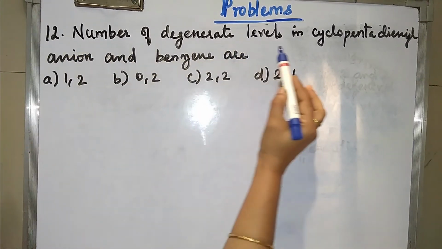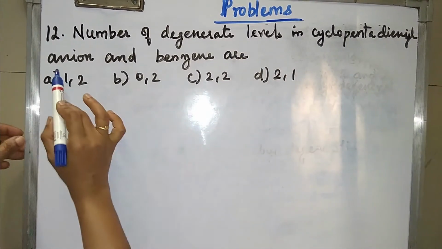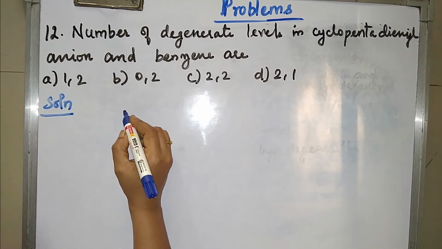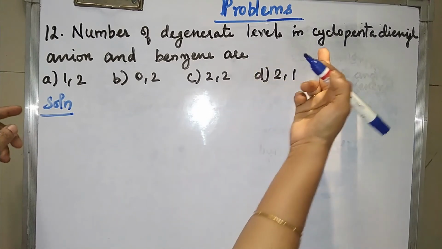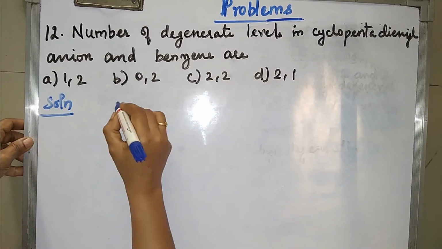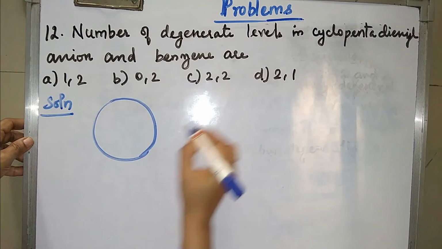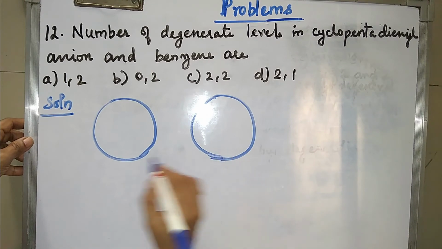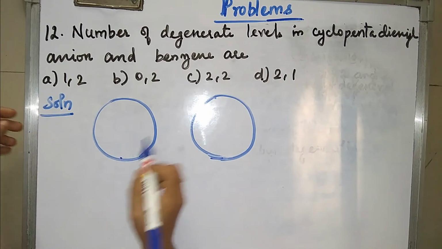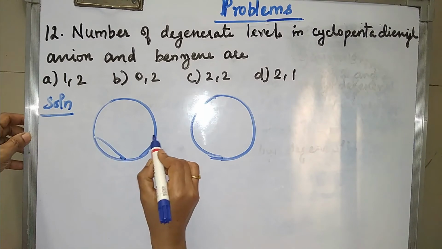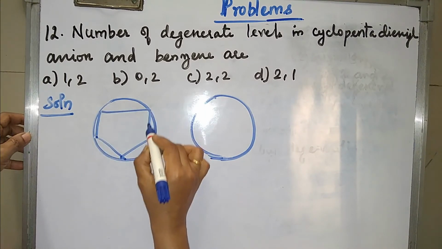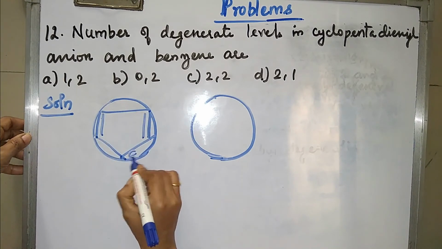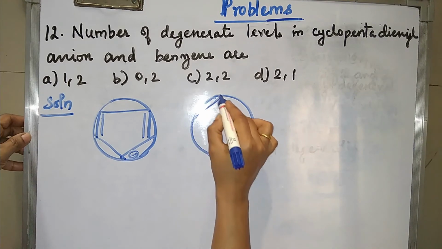12th question. Number of degenerate levels in cyclopentadienyl anion and benzene are. So for cyclopentadienyl, I already said how to check the levels. Both are cyclic compounds. Put a round for two things, and one of the corners should touch the ring. So this is the cyclopentadienyl compound, this is the cyclopentadienyl anion. Another one is benzene.